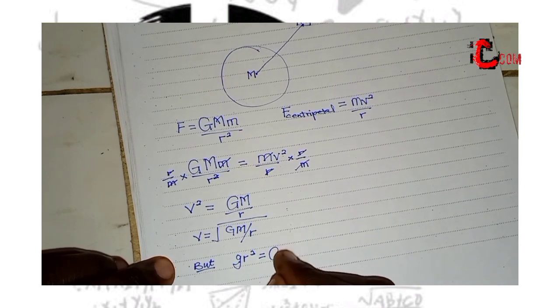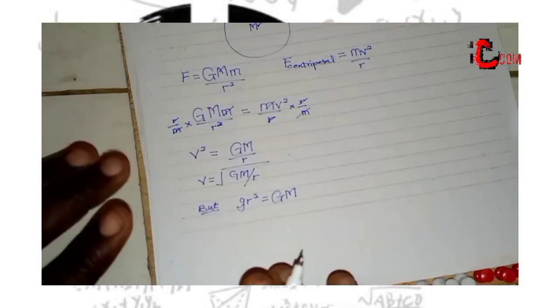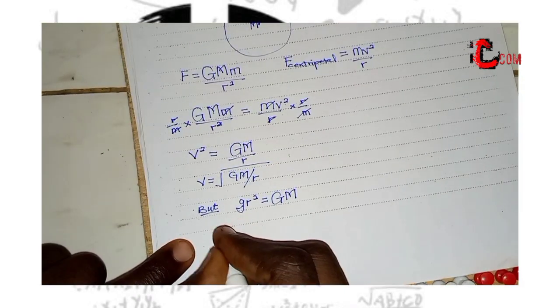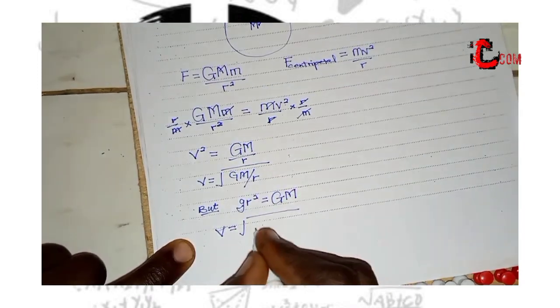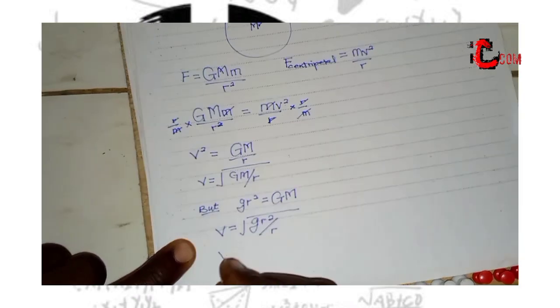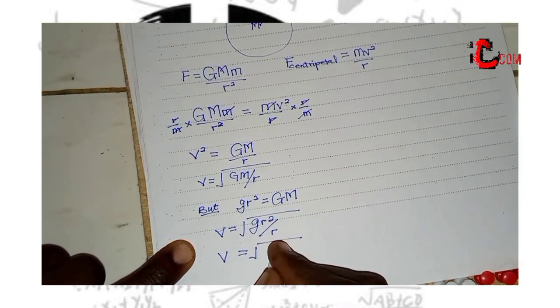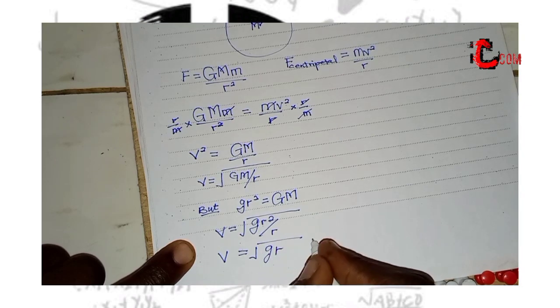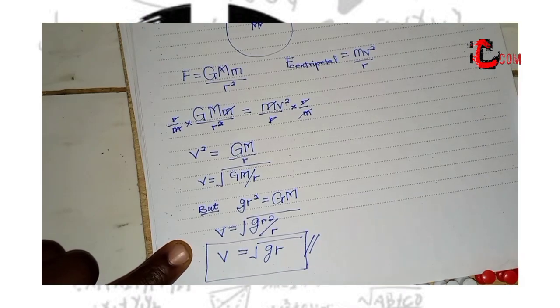But we know from gravitational field strength that g r squared is equal to G times M. In other words, the velocity is equal to the root of, in place of GM we put g r squared, and then divided by this r, hence velocity equals the root of g times r. This is the velocity of a satellite in its orbit. That is one thing we can do.